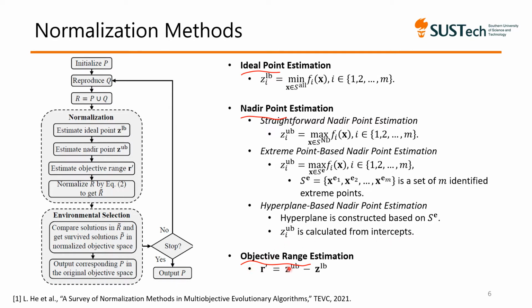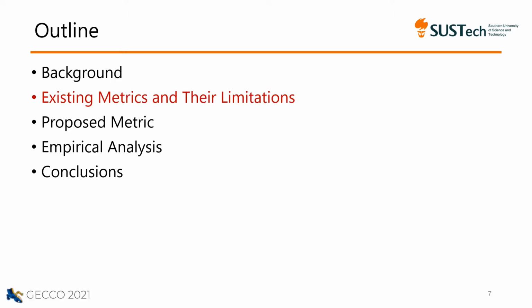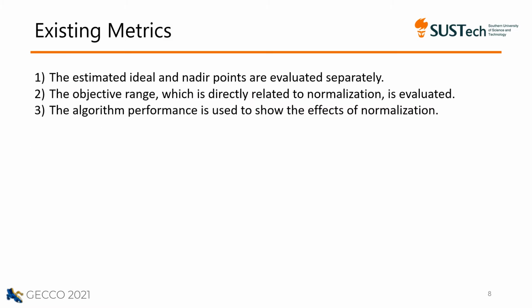For the objective range estimation, we consider this simple method, that is, taking the difference between the estimated 2 points to calculate this objective range R. As normalization is a key component in an MOEA, many efforts have been made to investigate normalization methods. Now let's move on to discuss some existing metrics for evaluating normalization methods and their limitations.